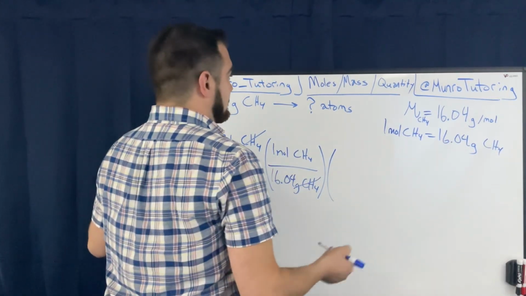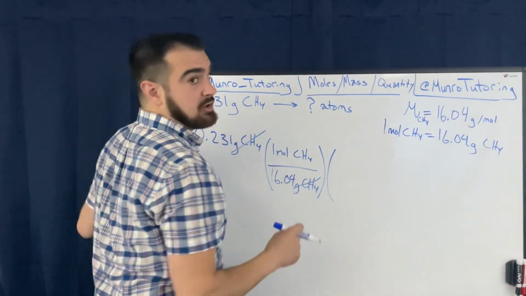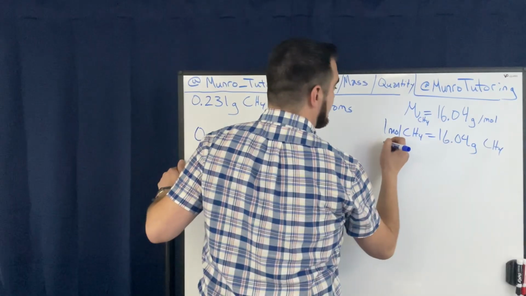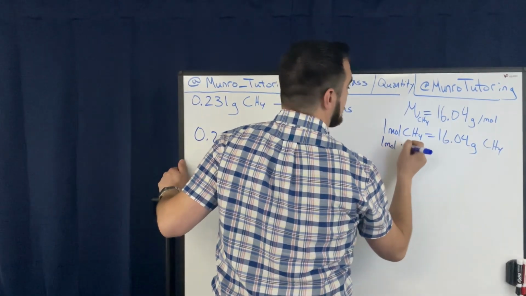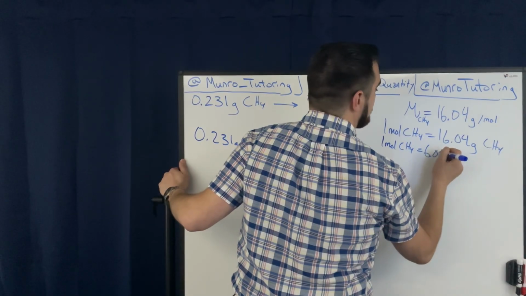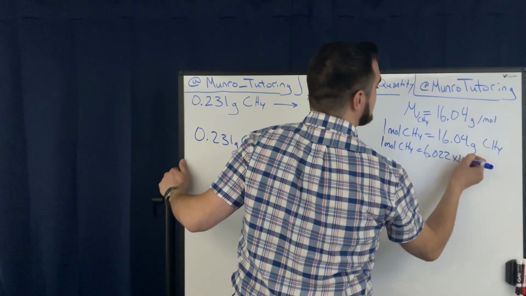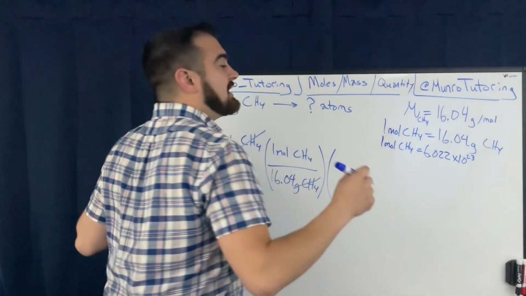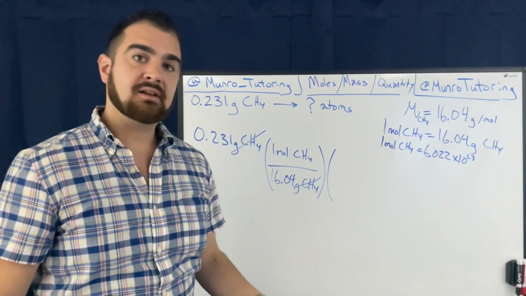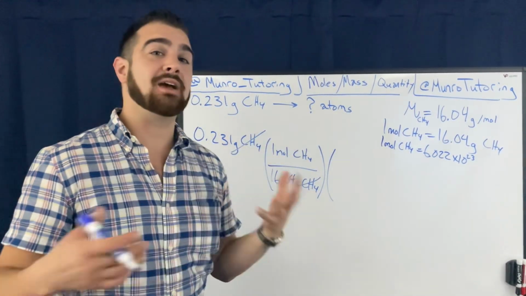In this case, we have moles of CH4, and this is really important to write out properly. So I'm going to now say 1 mole of CH4 is equal to 6.022 times 10 to the 23rd. But now, what is the thing that gets written here? What's the unit of this? Can I just write atoms because that's what I want?